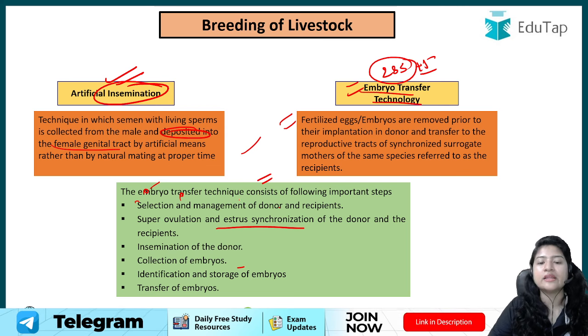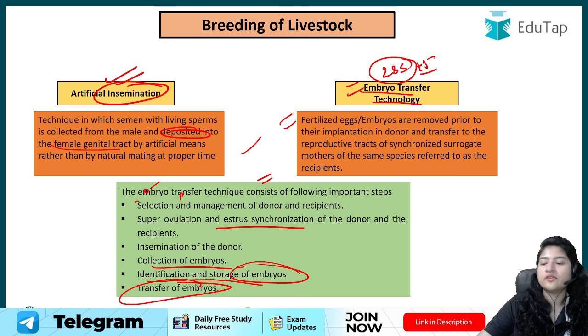ठीक है, तो estrous cycle sync में होनी चाहिए. ठीक है, collection of embryo, identification, storage, transfer of embryos. ठीक है, आप ये कर सकते हो. ठीक है, इसके अलावा और कहाँ पे embryo technology use हो सकती है?